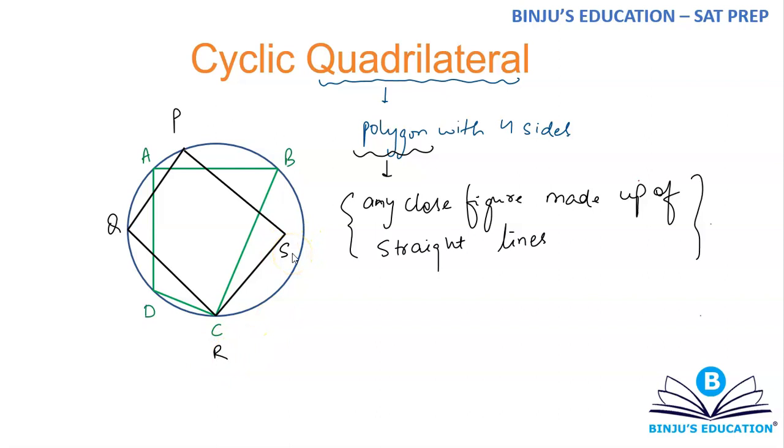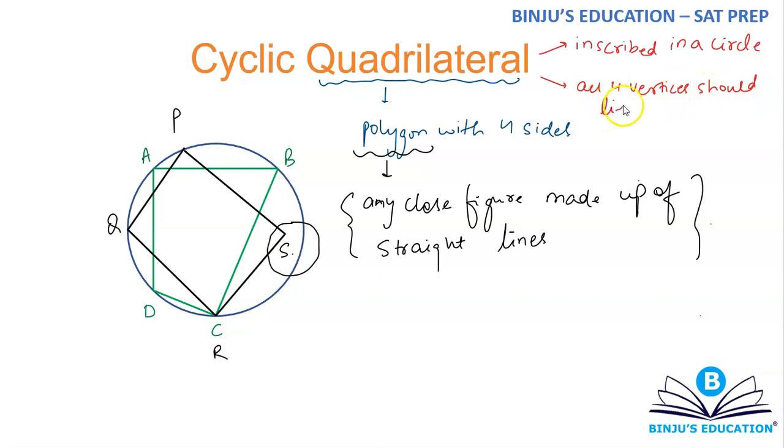Similarly, the black quadrilateral that you see, let me name it PQRS. This is not a cyclic quadrilateral because S does not lie on the circumference. So 2 things are important. Please make a note of them. It should be inscribed in a circle. All 4 vertices should lie on the circle. These are the 2 things which you need to remember. These are the 2 things which basically define a cyclic quadrilateral.